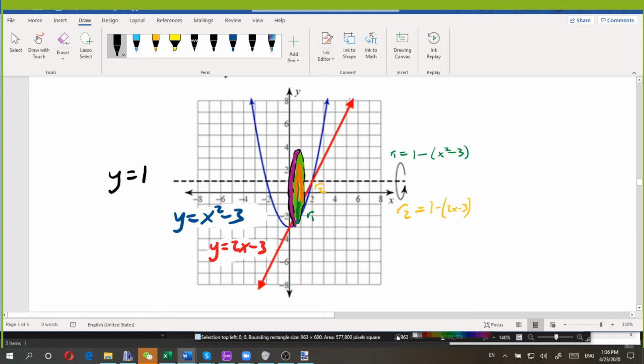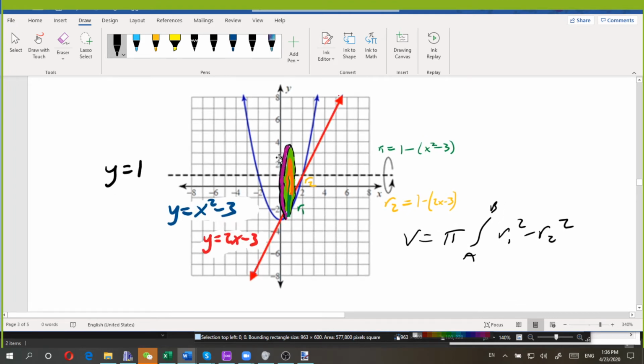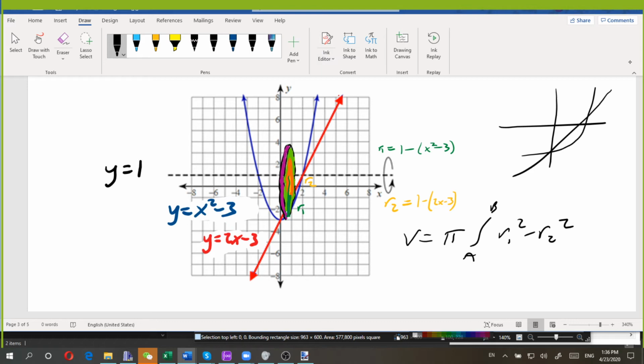I'm going to jump back up to Abby. So I need to plug into our general form, pi times the integral from a to b of r1 squared minus r2 squared. What is a and what is b? Okay, those actually weren't given, so let me draw our picture one more time. I've got something that looks like this, roughly, for our functions 2x minus 3 and x squared minus 3. Since they weren't given for these x values, what could we do to figure out when these two lines cross?